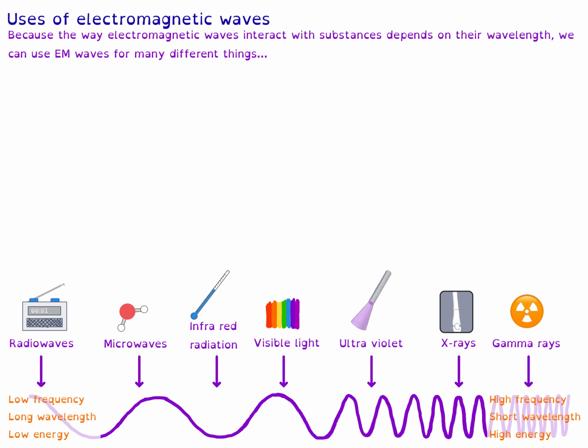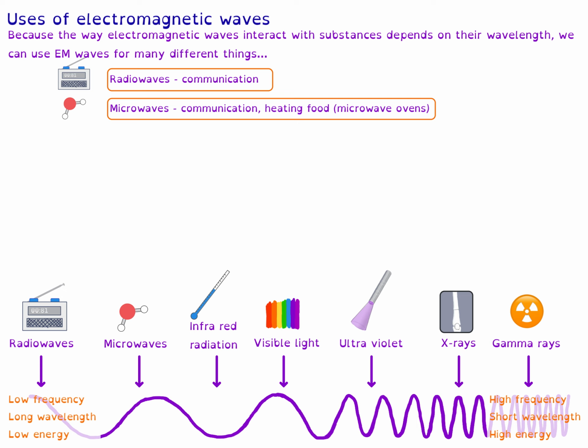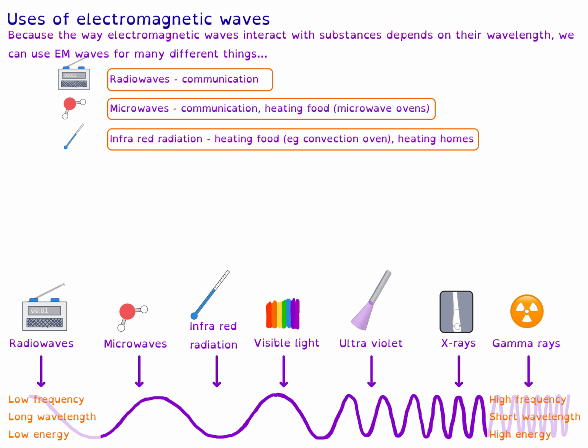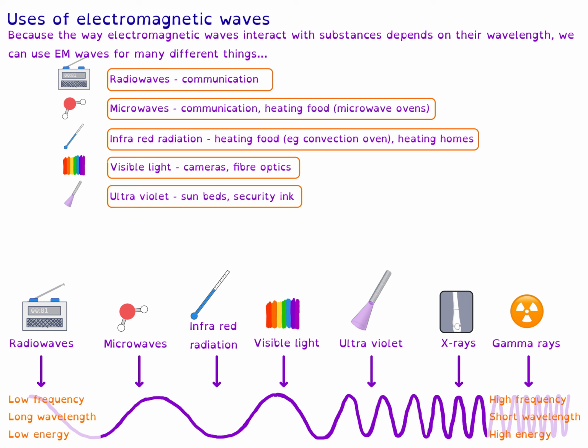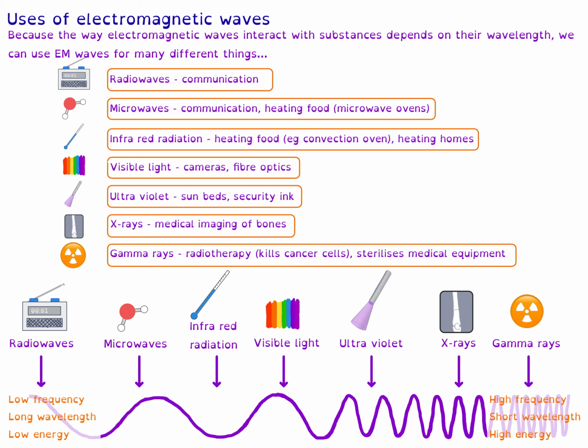Because the way electromagnetic waves interact with substances depends on their wavelength, we can use electromagnetic waves for many different things. So radio waves are used for communication, microwaves, communication and heating food in microwave ovens, infrared radiation, heating food, for example in convection ovens, and heating homes, visible light, cameras and fibre optics, ultraviolet, sunbeds and security inks, X-rays, medical imaging of bones, and gamma radiation is radiotherapy because it kills cancer cells and sterilises medical equipment.